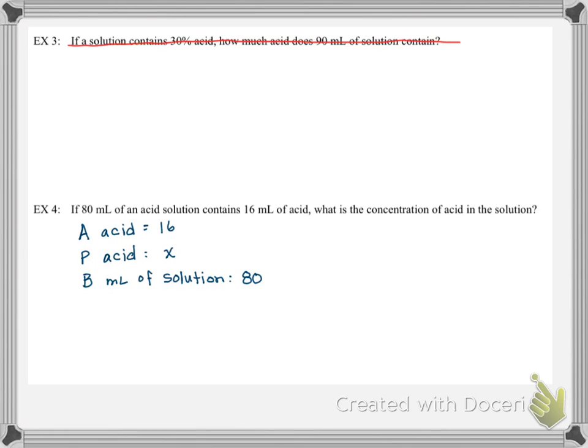Once you've done this, again, we use the same equation every time, that A equals percent, or P times B. So amount equals percent times base. My amount is 16. I don't know my percent. My base is 80. Divide both sides by 80, we get X equals 0.2. So the solution is 20% acid.